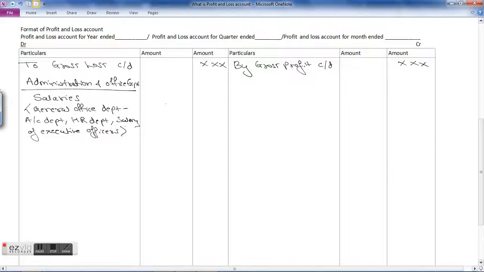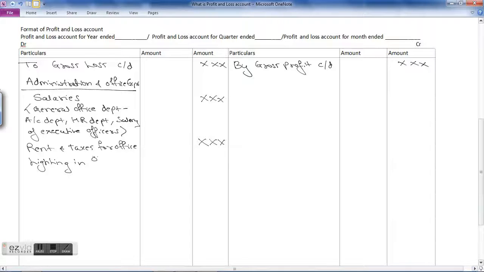All those salaries are included in this. Okay, then the next is rent and taxes for office premises. Whatever rent and taxes was paid for factory premises, we had included it in the trading account. Now this will be rent and taxes for office premises. Then there may be lighting expenses in office.